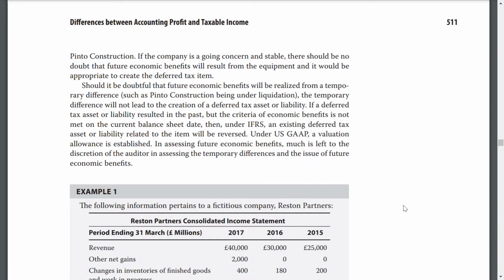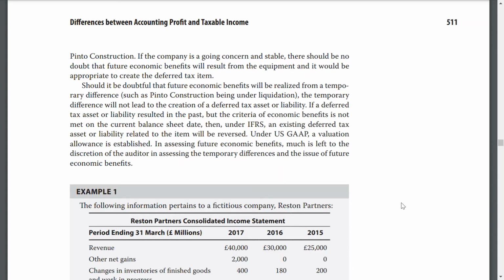If the company is a going concern and stable, there should be no doubt that future economic benefit will result from the equipment, and it would be appropriate to create the deferred tax item. Should it be doubtful that future economic benefits will be realized, then the temporary difference will not lead to a creation of a deferred tax asset or liability.